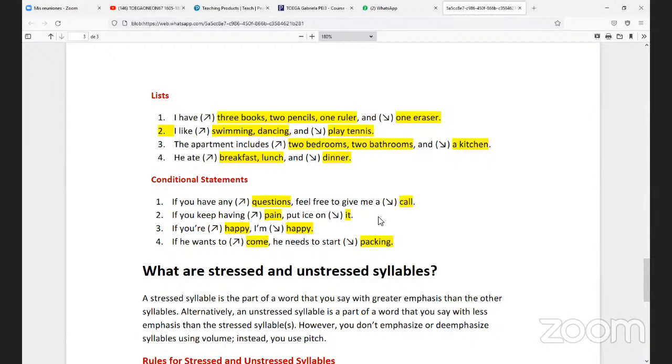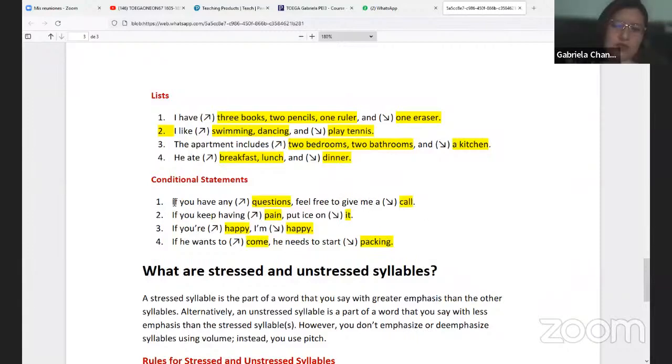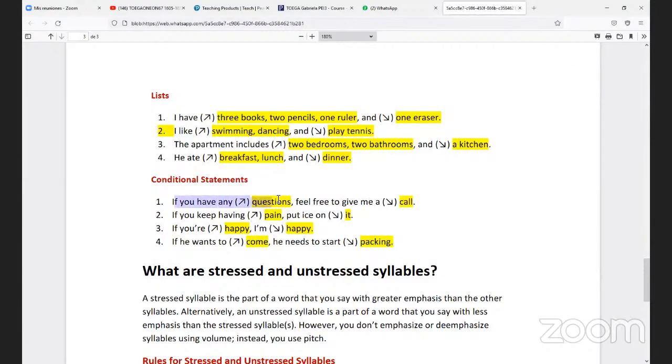Okay, that is about the conditionals. But when we talk about the conditionals, we always use two sentences, separated by a comma. For example: If you have any questions, feel free to give me a call. So in conditionals, we always have two clauses. First clause, and after the comma, the second clause.